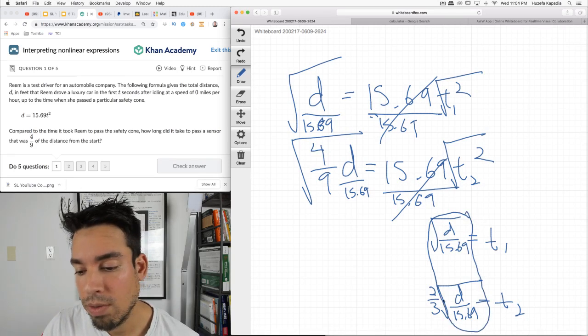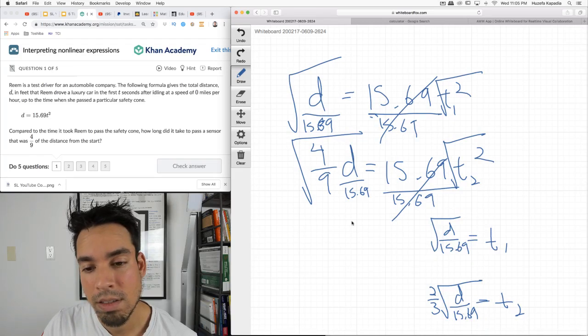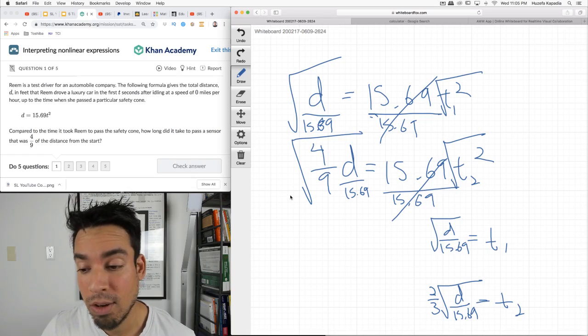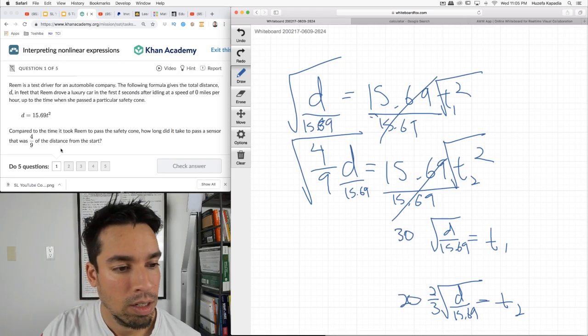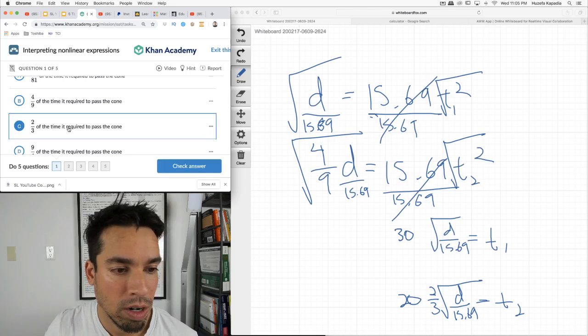So since these are equivalent, the only difference is the time of 4/9 up to that distance is 2/3 as long as this. So if this would be 30 seconds, this would be 20 seconds, something like that. So it would be 2/3 of the time required to pass the cone.